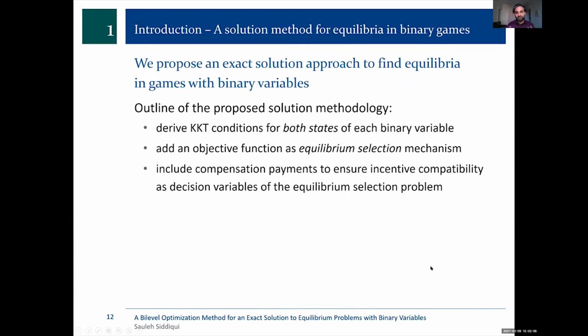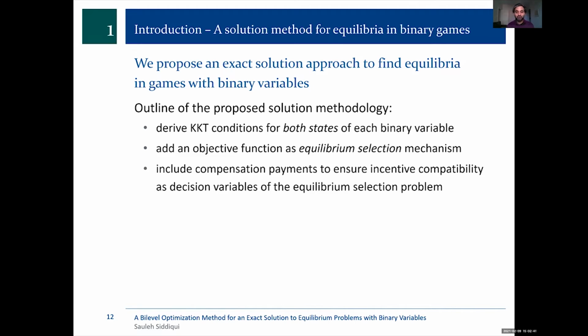So what we're going to do is propose something different. Instead of taking a derivative with respect to a binary vector, derive KKT conditions for both states of each binary variable. So derive it for the 0 state, which you can think of as a power plant that's shut off, and derive it for the 1 state. So instead of trying to compute what happens under both conditions, we're deriving the constraints that we can use for both of those conditions. And then we add an objective function on top that can help us pick an equilibrium.